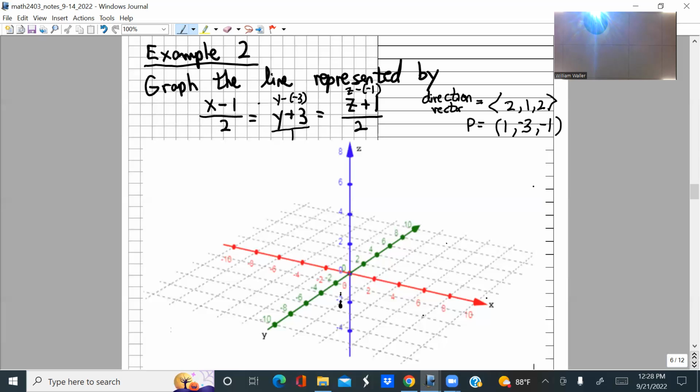From this point, right? There's the direction vector, right? 2, 1, 2. So what's another point on the line? If you go this direction from this point, what's the second point that you would get to?